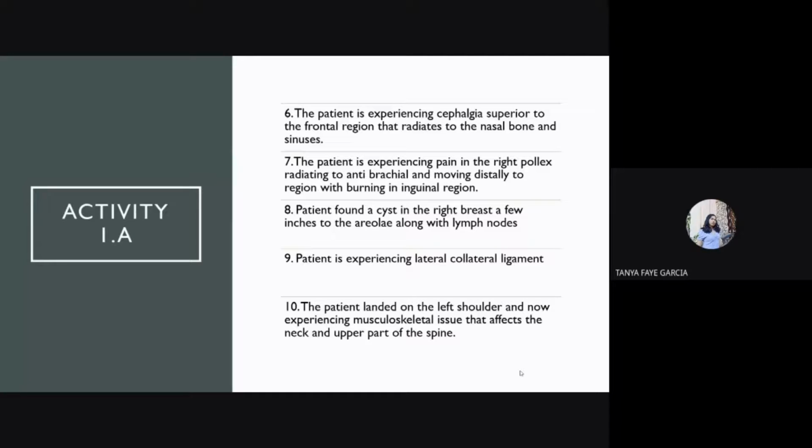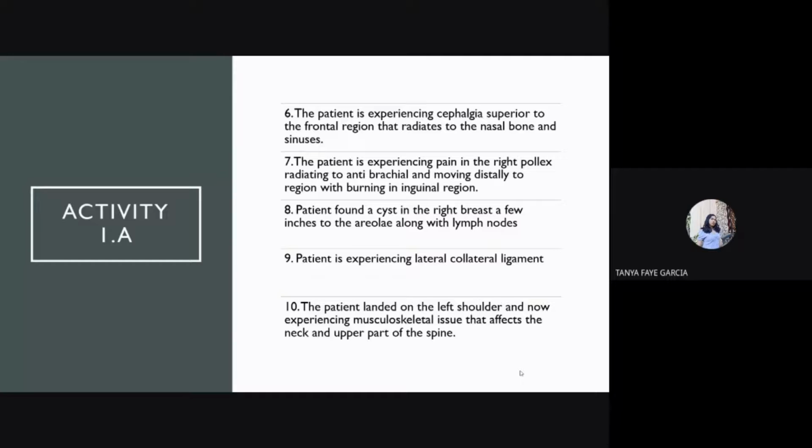8. Patient has located a large lump in the right breast a few inches to the outside of the nipple with discomfort and swelling in the right armpit. Our answer is patient found a cyst in the right breast a few inches to the areola along with the lymph nodes.